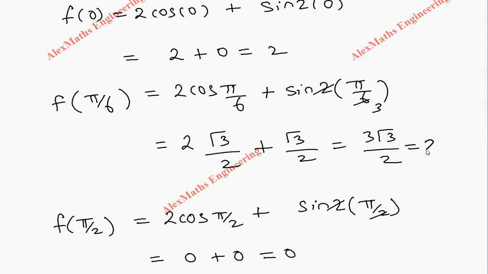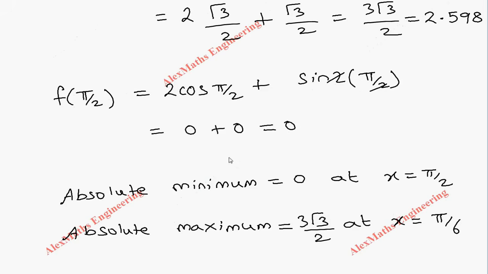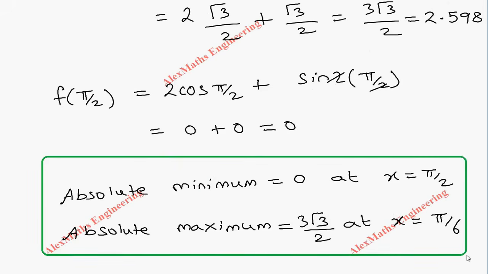By taking this value as 2.598, it is easy to compare. So the minimum value is 0 and the maximum value is 2.598. So we can conclude absolute minimum equal to 0 at x equal to pi by 2 and absolute maximum equal to 3 root 3 by 2 at x equal to pi by 6.